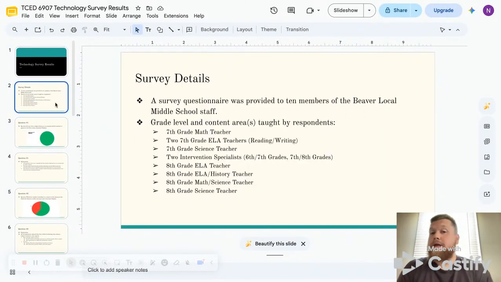Now, just some background information on the survey before we dive into some of the specifics. A survey questionnaire was provided to 10 members of the Beaver Local Middle School staff, which is the district in which I work. Grade level and content areas taught by respondents are listed on the slide that you currently see up on the screen. As you can see, there are a wide variety of content areas taught by these teachers. We have math teachers, science teachers, English language arts teachers, history teacher, and intervention specialists that participated in this survey.